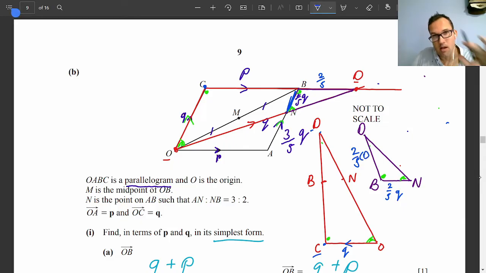Okay, let me show you what that means. If we were to divide the whole line CD into 5 parts, then BD is 2/5 of that line. Okay, now what else do we know? We know CB is P.